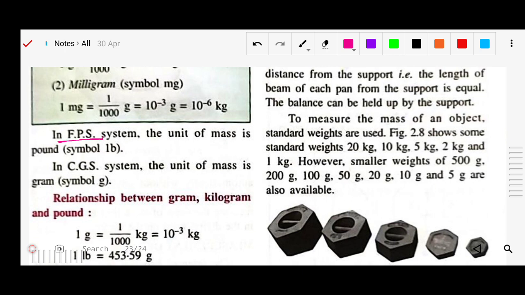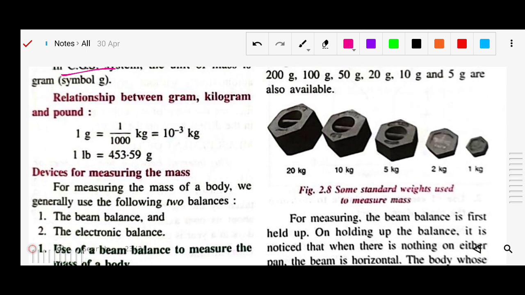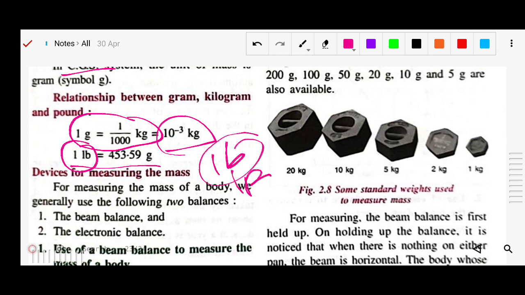Other systems we have are FPS and CGS. FPS is foot, pound, second: F for foot, P for pound, S for second. That is one system. The other system is CGS, centimeter, gram, second. Let us see the relation between these two. 1 gram equals 1 by 1000 kilogram, which is 10 to the power minus 3 kg. And this is 1 lb. Lb is denoted for pound. So 1 pound equals how many grams?